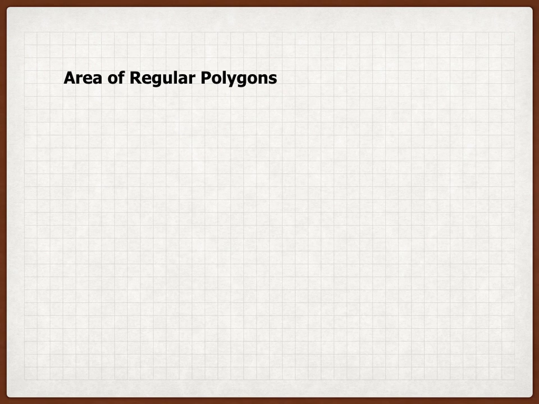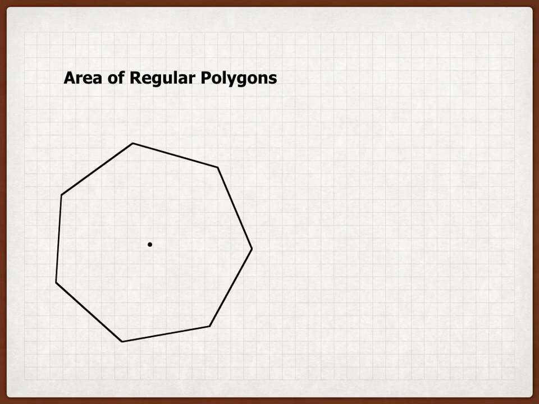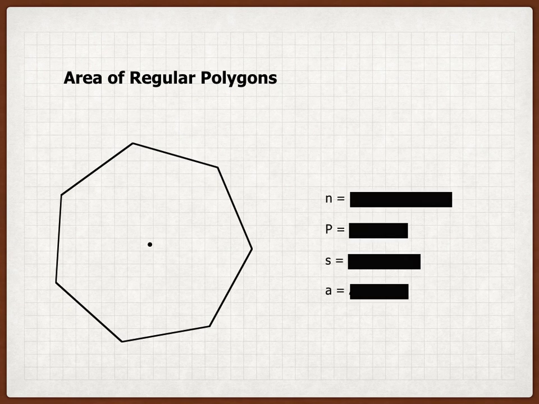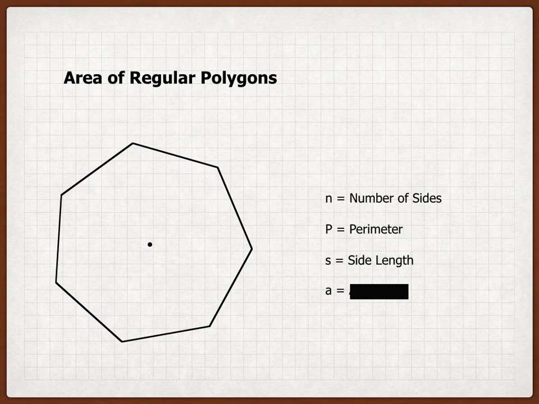Next, for the area of regular polygons, we have a few pieces of vocabulary to begin. So let's say we have this regular 7-sided polygon, a septagon. n will refer to the number of sides. P is the perimeter. s is one side length. And a refers to the apothem.